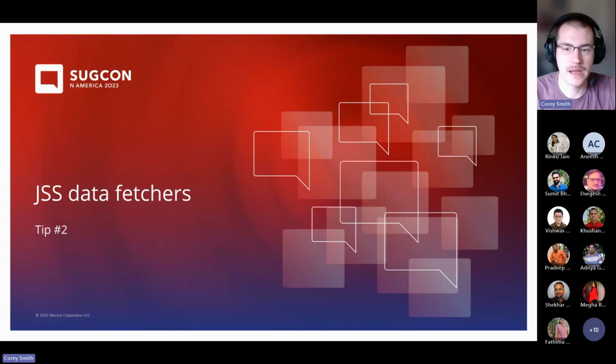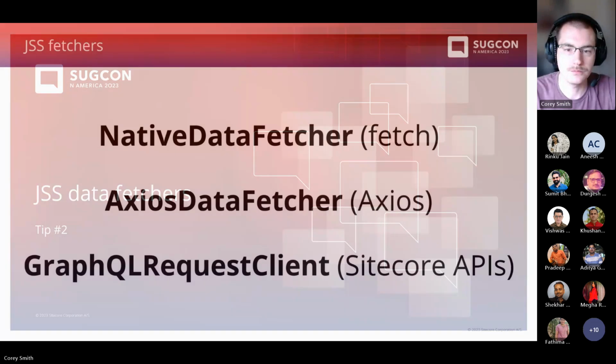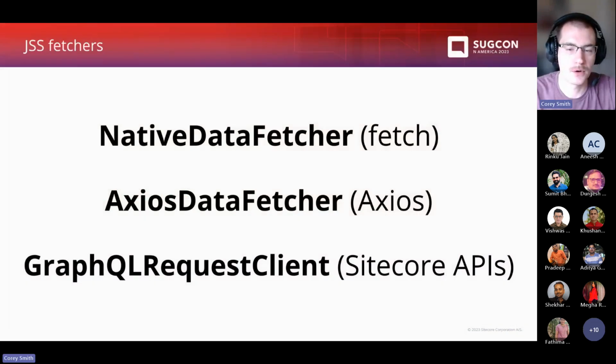Our next tip looks at data fetchers provided by the JSS libraries. The Sitecore JSS library exports 3 data fetchers that you can use in your application. There's the native data fetcher, which is a wrapper around fetch. There's the Axios data fetcher, which is a wrapper around Axios. And then there's the GraphQL request client, which is really configured to make calls to the Sitecore GraphQL APIs. It has really nice retry logic and handles rate limiting of those APIs.